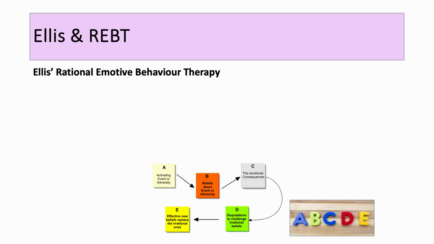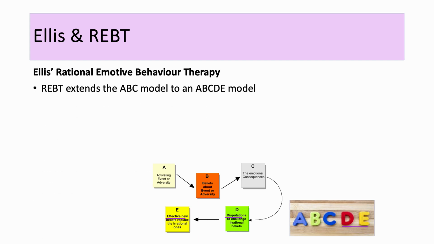Ellis and rational emotive behaviour therapy is next. So this is Ellis's ABC model, as you can see down here. Ellis expanded it to ABCDE. So your D and E are to reflect disputing and challenging the irrational beliefs, and then embedding effective new beliefs to replace the irrational ones.